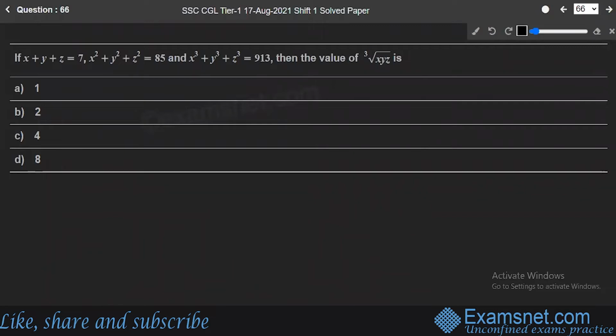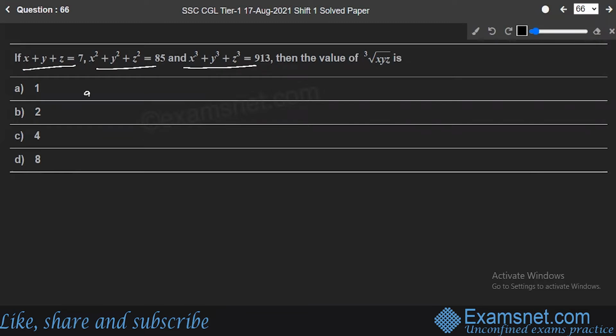Question number 66. You have x plus y plus z is equal to 7, and x squared plus y squared plus z squared is 85. x cube plus y cube plus z cube is 913. You have to find the value of the cube root of xyz. So let's see, you are given these three things: 1, 2, and 3.